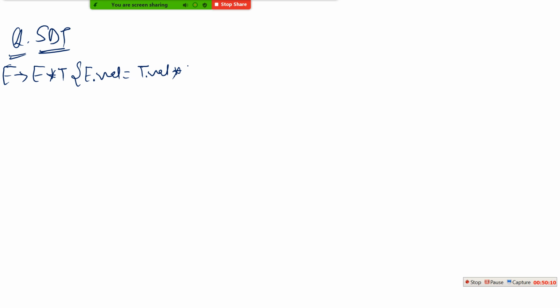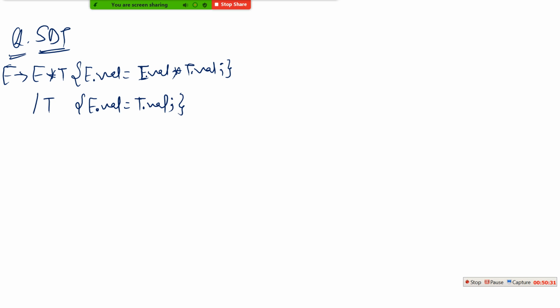It is also asked in GATE, and the problem is again an SDT, that is, syntax directed translation, is given to you. It is like E derives E multiply T, and the semantic rule is E value equals T value into E value into T value. And E derives T would be there, and E value equals T value now.